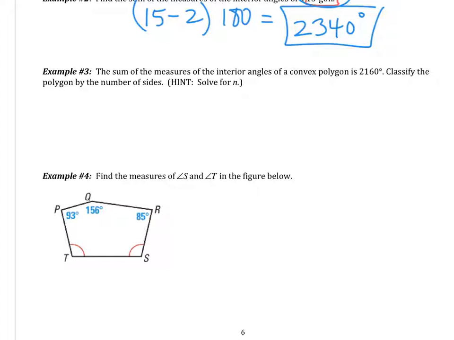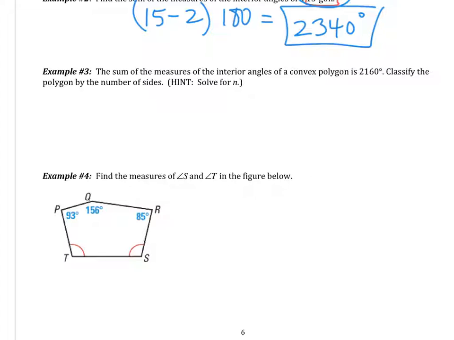All right. So example 3 has you just go the other way. The sum of the measures of the interior angles of a polygon is 2,160. They want to know how many sides it has. Ideas? Okay. And that's it? And then you add 2. It says solve for n.